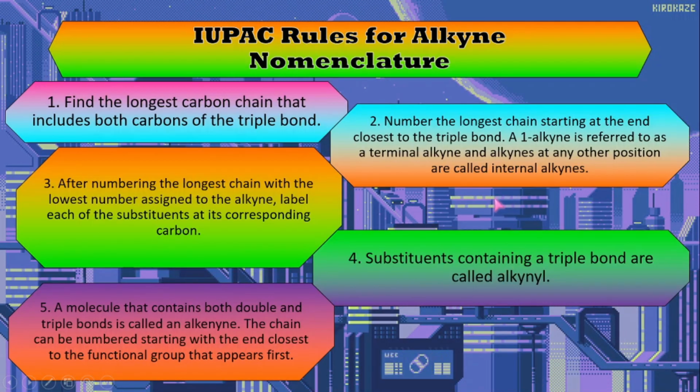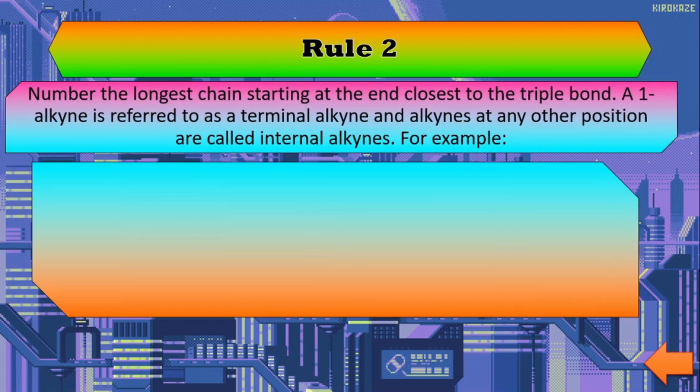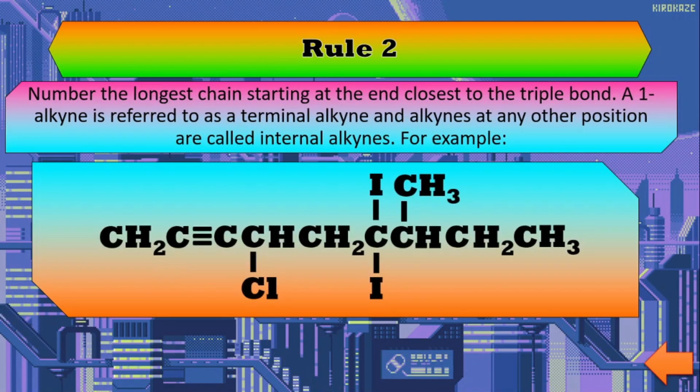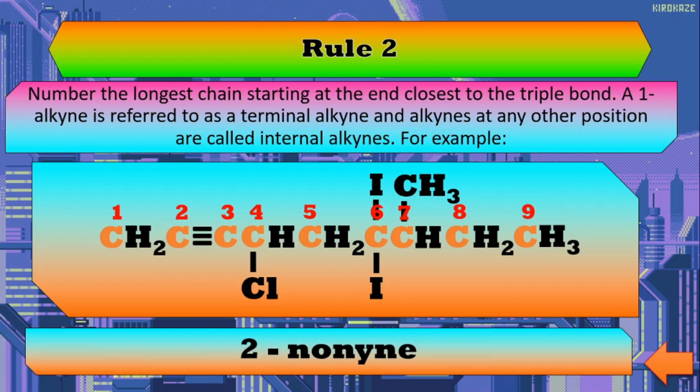Next, number 2. Number the longest chain starting at the end closest to the triple bond. A 1-alkyne is referred to as a terminal alkyne, and alkynes at any other position are called internal alkynes. For example, okay, so that is 2-nonyne since the triple bond is found on the second carbon.